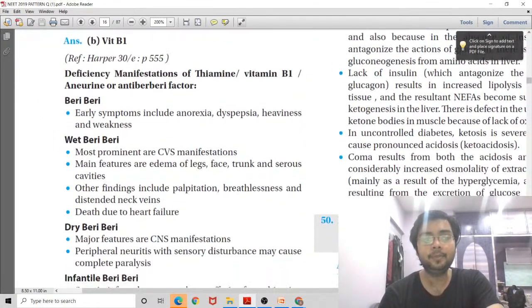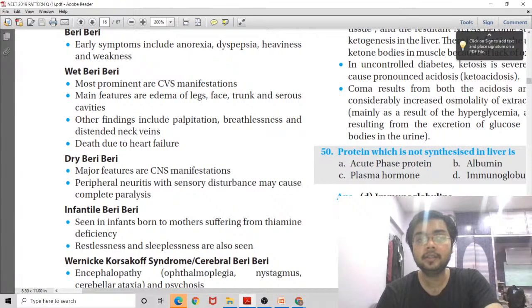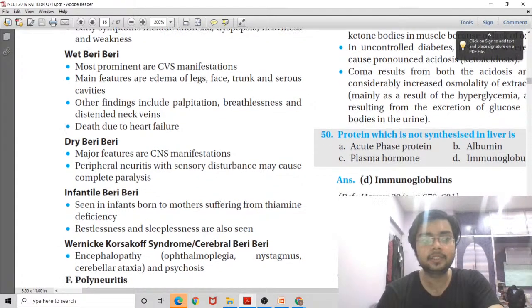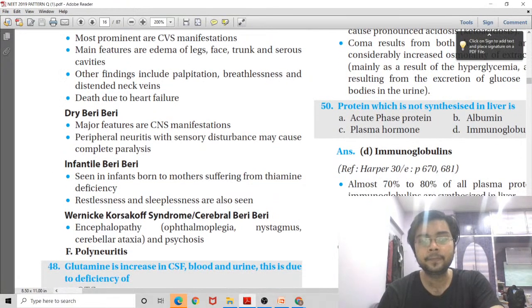Beriberi can be of two types: wet beriberi and dry beriberi. In wet beriberi the most prominent symptoms are the cardiovascular manifestations, and other findings will be palpitation, breathlessness, distended neck veins. In dry beriberi, the major manifestations will be from the CNS, like delirium, sensory disturbances, peripheral neuropathy and neuritis. And Wernicke-Korsakoff syndrome, that is cerebral beriberi, when things get even worse, will present with encephalopathy, ophthalmoplegia, cerebellar ataxia and psychosis, right?